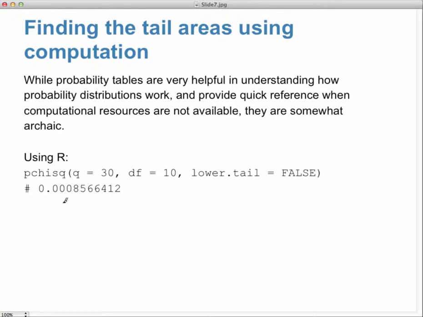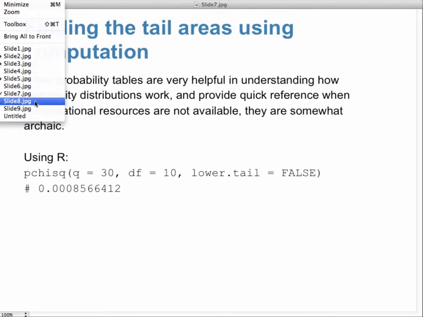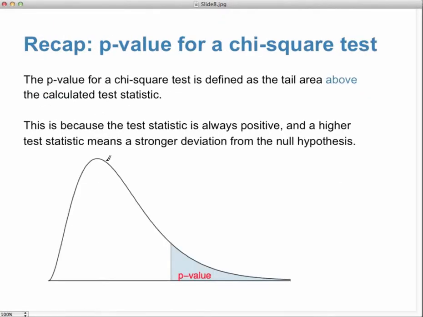But as we're going to see, just like the t-test, there is a nice built-in function for the chi-square test. And so we're going to go ahead and use that, okay? While it's important to know how to calculate a probability in a chi-square distribution for calculating a p-value, we're going to let R do the work for us.